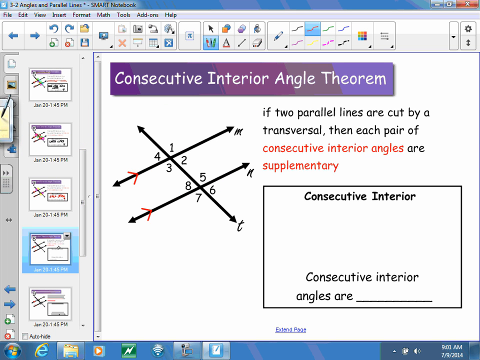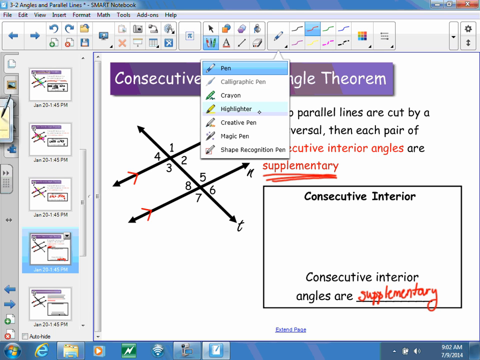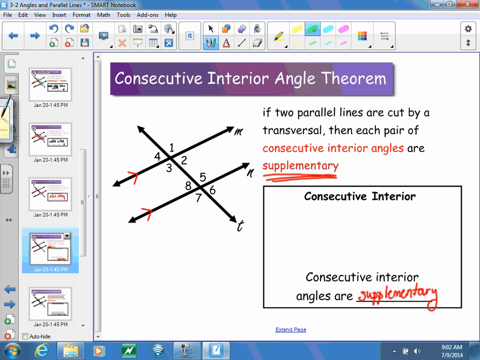So going on to the consecutive interior angle theorem. If 2 parallel lines are cut by a transversal, then each pair of consecutive interior angles, here we just need to be careful that we're not saying that they are congruent, but that they are supplementary. So if they're supplementary to each other, that means that it's going to add up to 180 degrees.